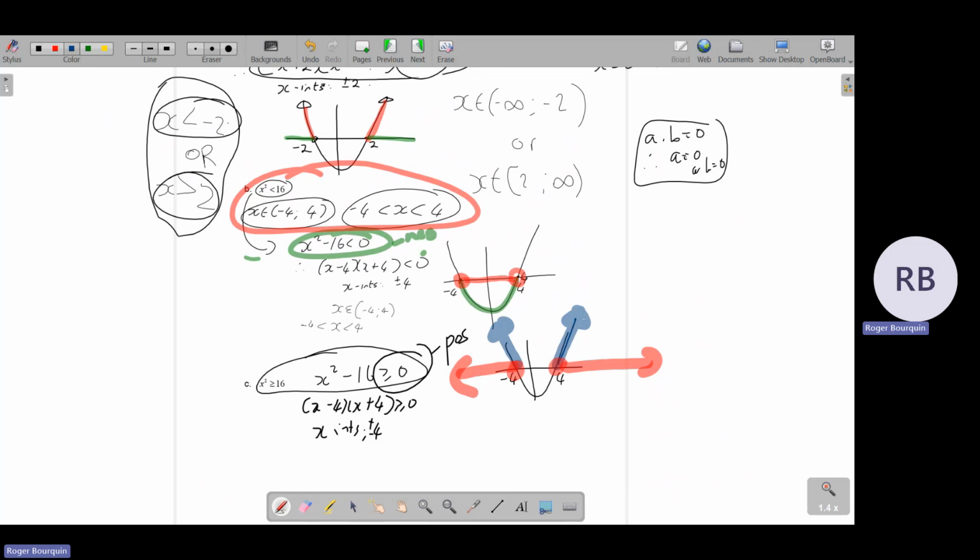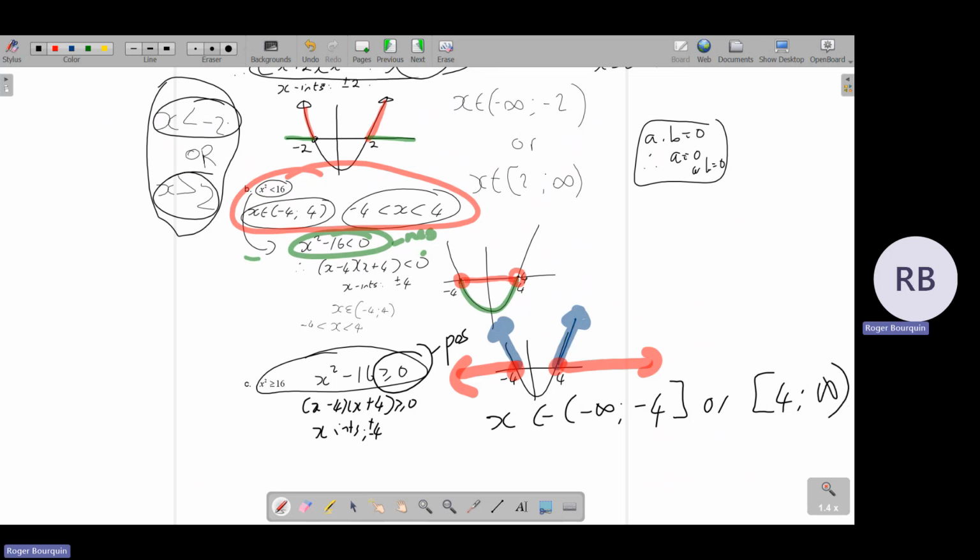If you stop there, you've lost your marks. The question was solve for x. Which x values satisfy that inequality? Give me an answer. X is an element of negative infinity to -4 square bracket, or 4 square bracket, to infinity with a round bracket.